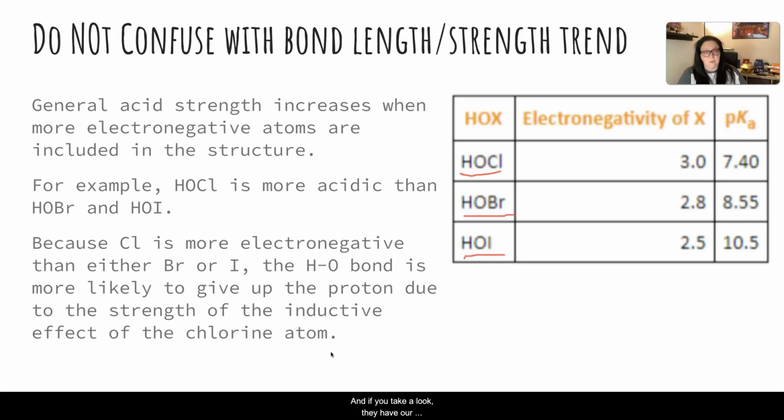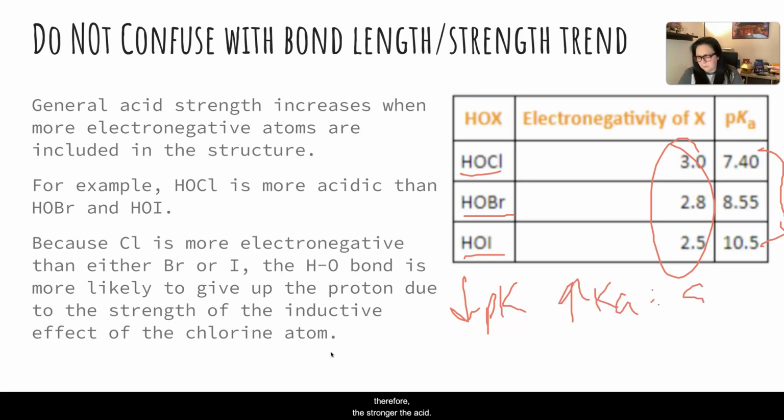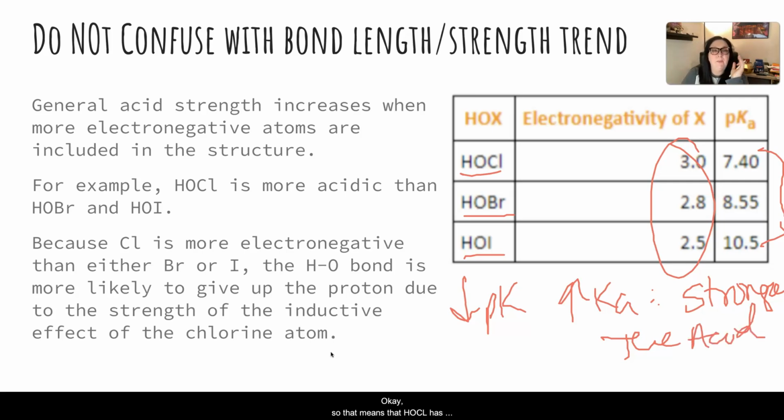And if you take a look, they have our electronegativity values here. And then I have my pKa's. Now remember, the lower the pKa, the higher the Ka, therefore the stronger the acid. Okay, so that means that HOCl has the lowest pKa out of these three. So out of these three, it's the strongest acid. So it's more acidic than HOBr and HOI.